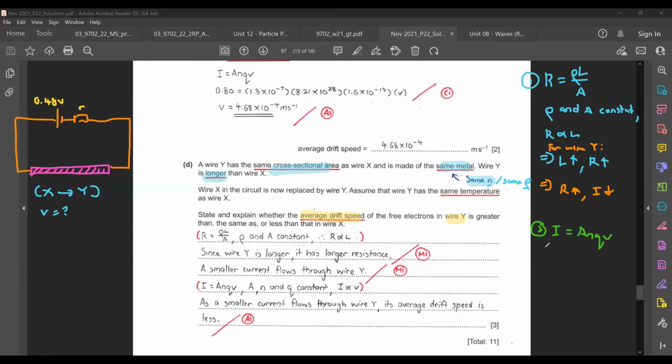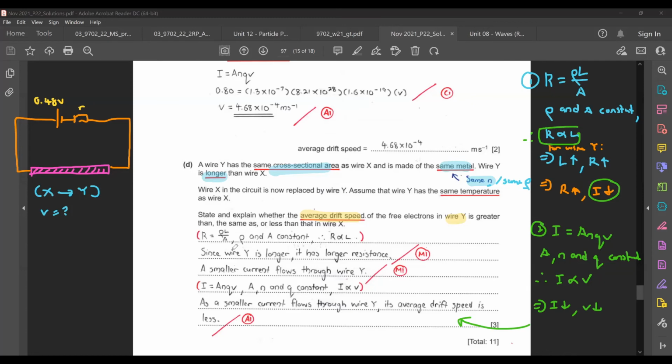This one I need to use I is equal to A N Q V. So in my case, A, N and Q are constant, therefore I is proportional to V. There's another relation here that you need to know: I is equal to A N Q V. Same cross-sectional area, same number density, same charge of electron. So I is proportional to V. So in my case, if current I drops, V would drop. Therefore, my drift speed will be less.